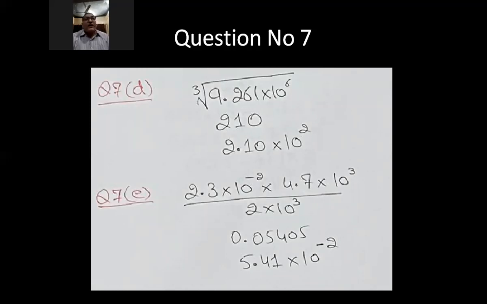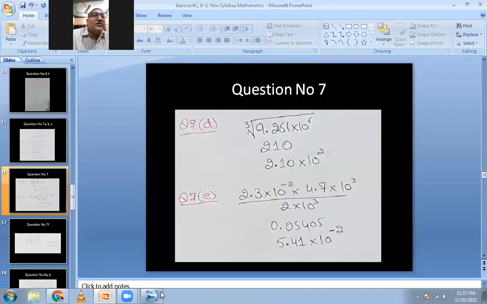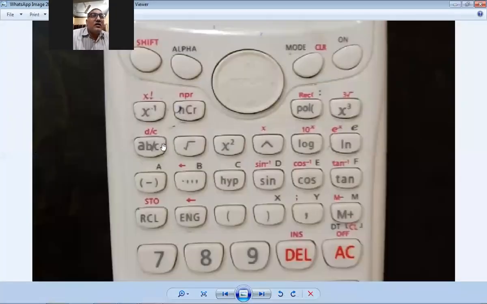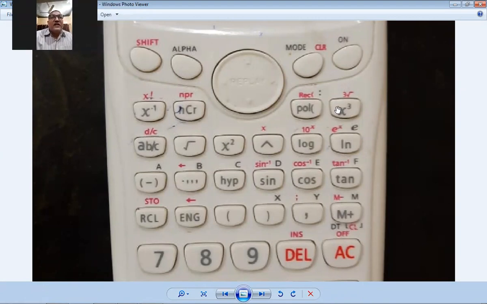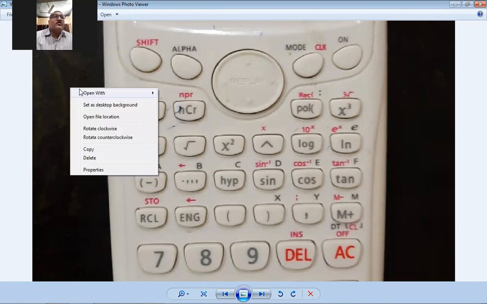The D part. Here you have the cube root of 9.61 x power 6. It's very simple. If you like, I can show you where the cube root is. Let me show you that. The cube root is this one. It's in the shift. So first you have to press shift, and then this, and then the number, and then equals. Okay, so this is how you do this.